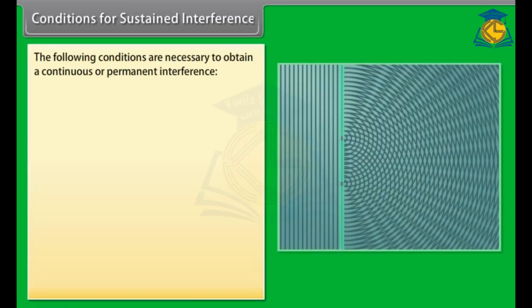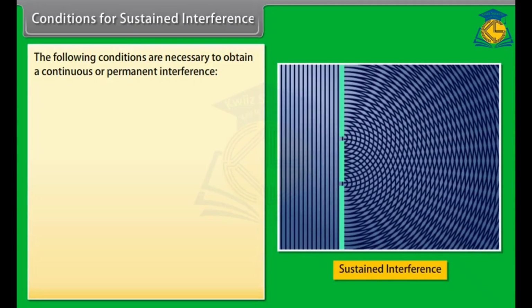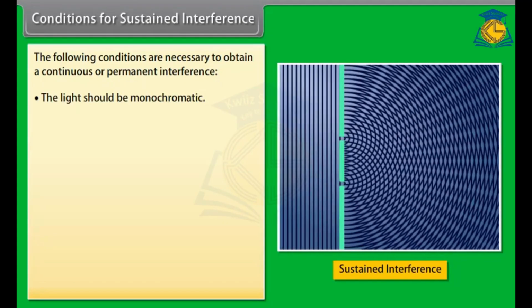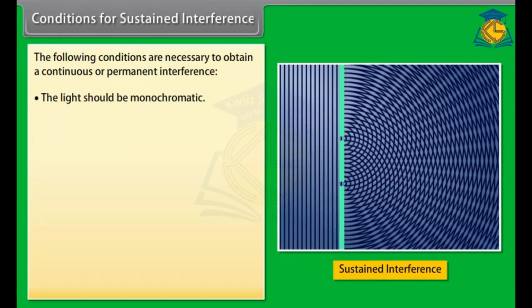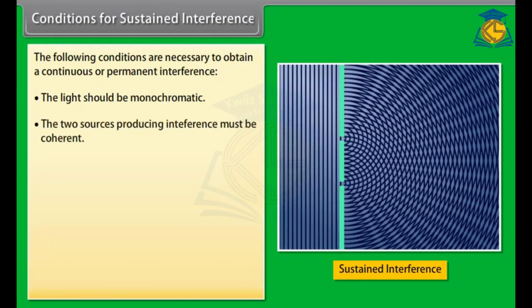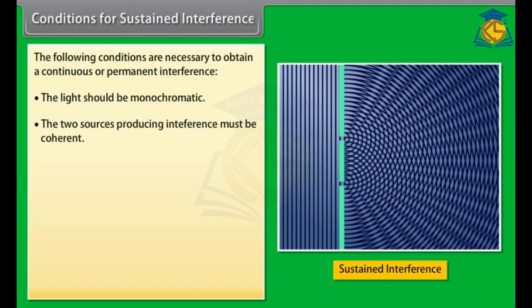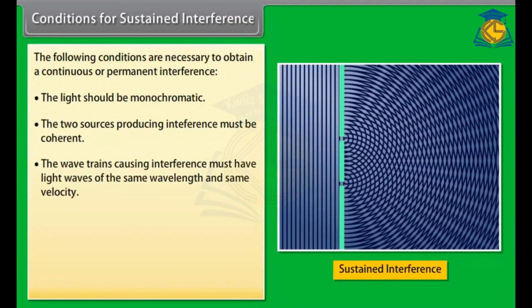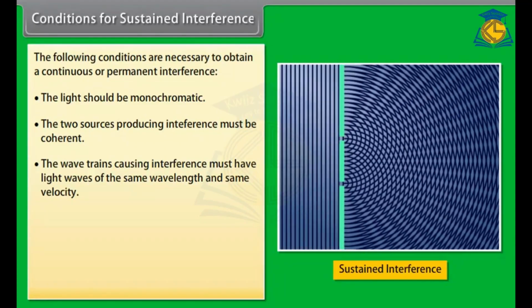Conditions for sustained interference. The following conditions are necessary to obtain a continuous or permanent interference. The light should be monochromatic. If this is not so, the fringes of different colors will overlap. The two sources producing interference must be coherent. The wave trains causing the interference must have light waves of the same wavelength and same velocity.